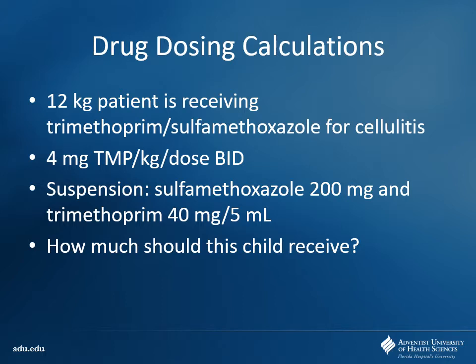Okay, so again, this one always gets some people tripped up, and this is important because what's on your prescription assignment? You might have Bactrim on there, right? Okay, so let's say we have a 12-kilo patient. They're getting Bactrim for cellulitis. They get 4 milligrams of trimethoprim per kilo per dose, BID. Suspension is sulfamethoxazole 200 milligrams and trimethoprim 40 per 5. How much should the child receive per dose? So what's my first step here? I'm going to do 12 times 4, and that gets 48, and then what?